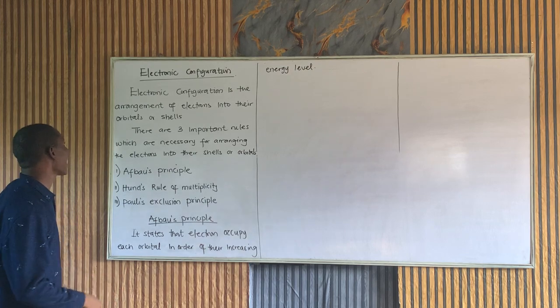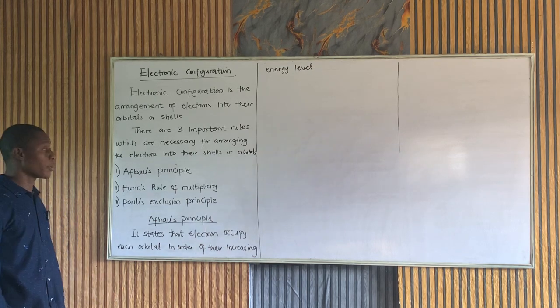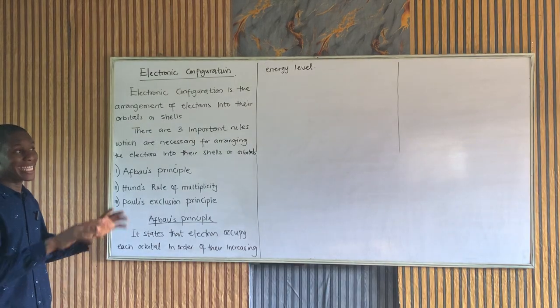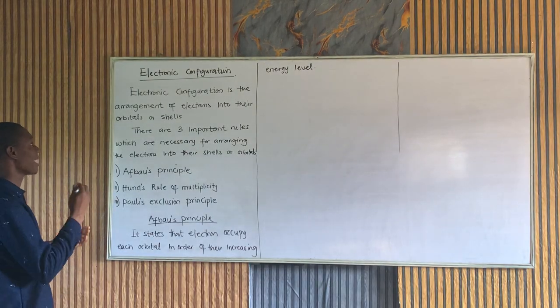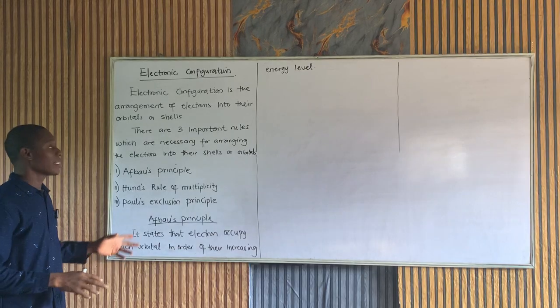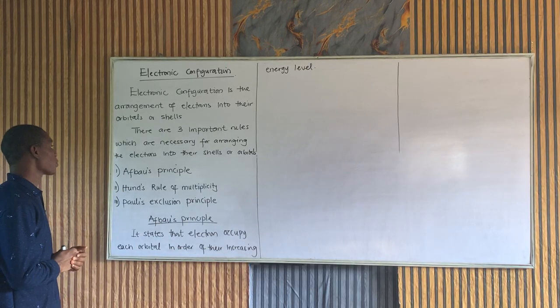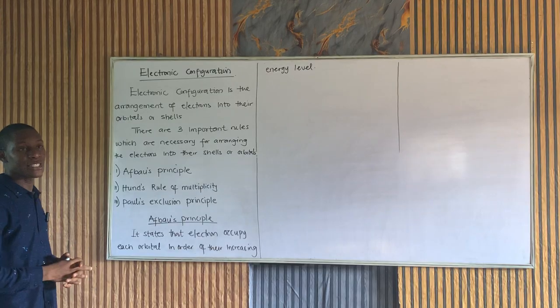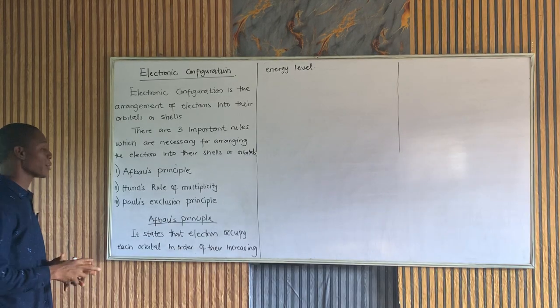Today we want to consider electronic configuration. What is electronic configuration? It's simply the arrangement of electrons into their orbitals or shells. Well, there are three important rules which are necessary for arranging electrons into their shells or orbitals.